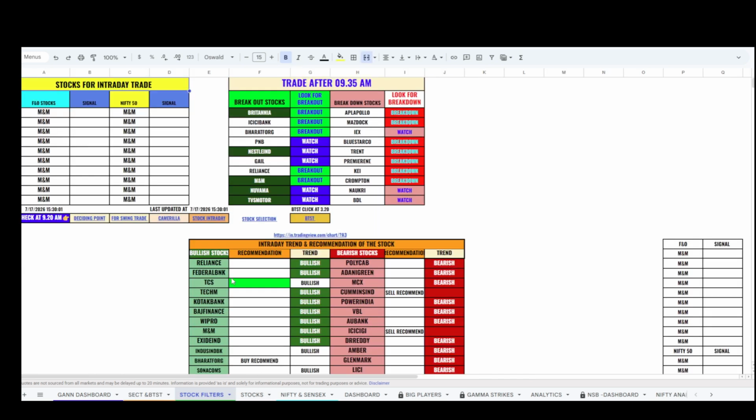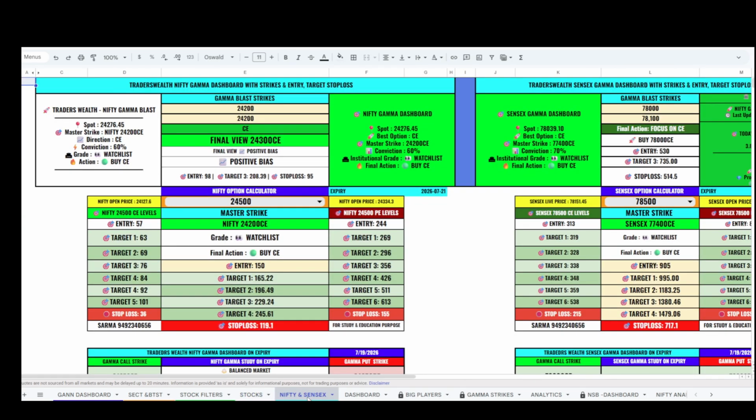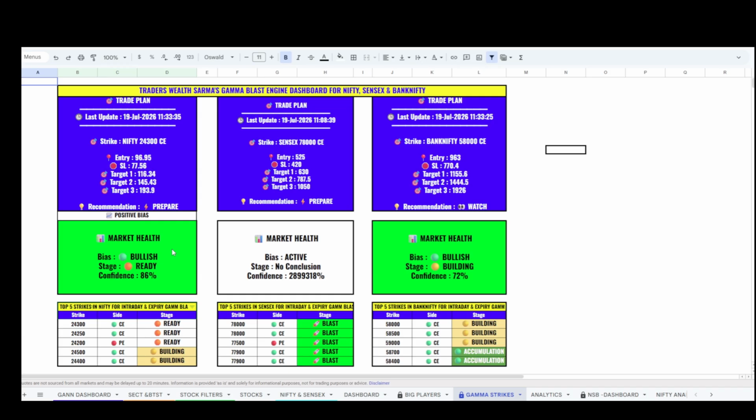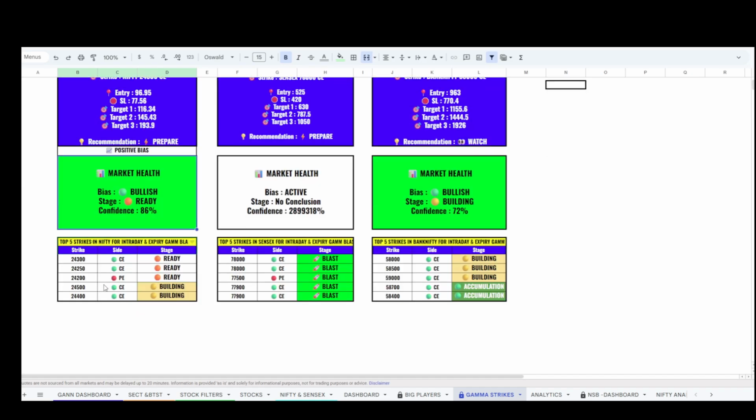And then we have a stock filtering system. Nifty and Sensex I've already shown, and the big players I have already explained. Then we have gamma strikes. This is the gamma dashboard where you can find the market health, whether it is bullish or bearish, whether it is ready to buy or not, and what the confidence level is. The conviction percentage, if it's more than 65, then we can go for that strike price and buy. For example, the top five strike prices are given, and the strike price that is best to buy will be on top.